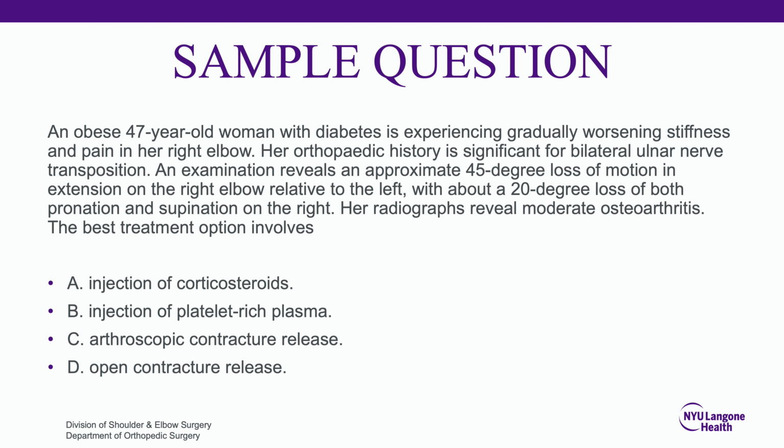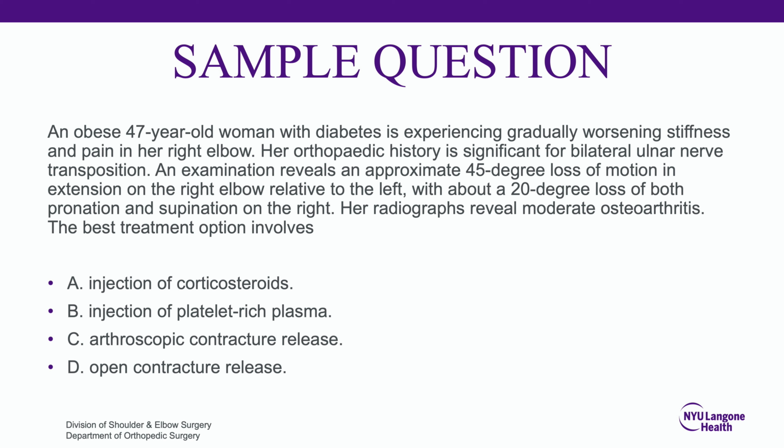All right, so this brings us to our next sample question. An obese 47-year-old woman with diabetes experiencing gradual stiffness and pain about the elbow. Her orthopedic history is significant for bilateral ulnar nerve transposition. Ding, ding, ding. So the ulnar nerve has been transposed, which means you cannot do, at least not safely, elbow arthroscopy. An examination reveals approximately 45 degrees of loss of motion and about 20 degree loss of both pronation and supination on the right elbow.